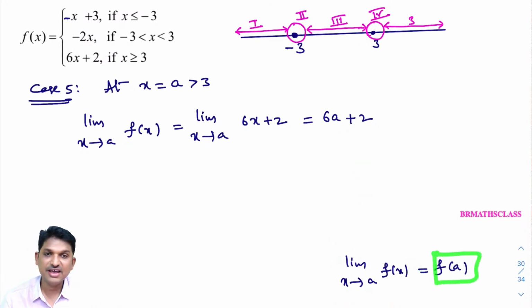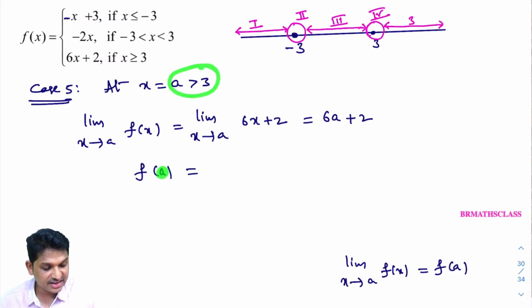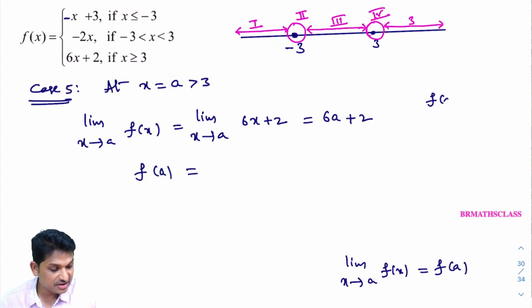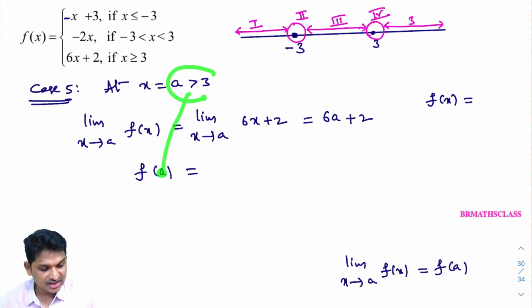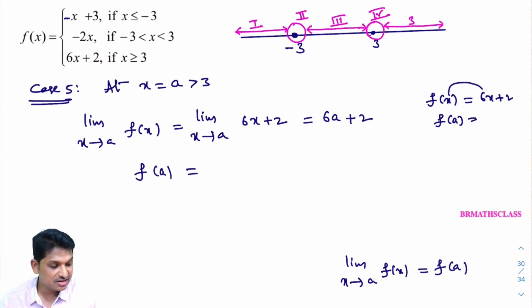Now I'll calculate f of a. What is a value here? A value is greater than 3. Then which function to choose? Here I am trying to calculate f of a. For that I need to choose the function for when a value is greater than 3, that is 6x plus 2. So f of x is 6x plus 2. What is f of a? In this, wherever x is there you write a. F of a is 6a plus 2.